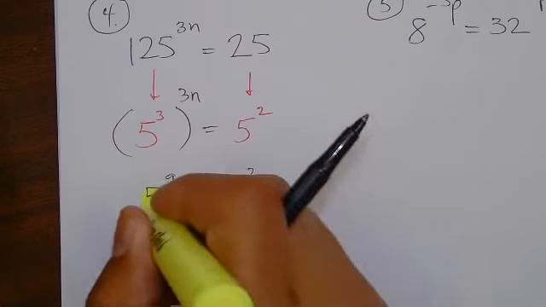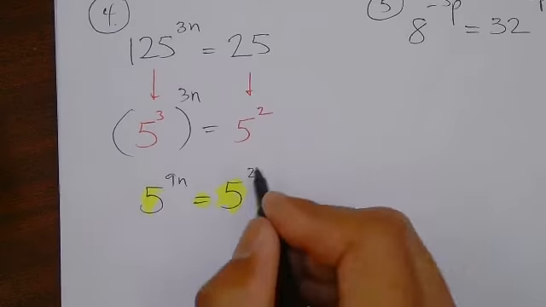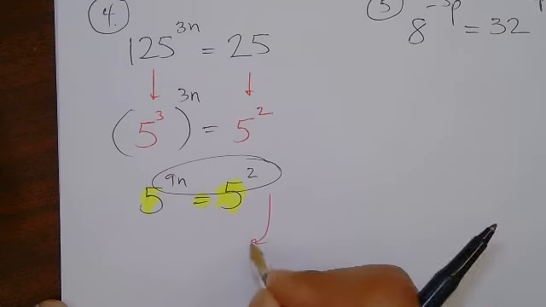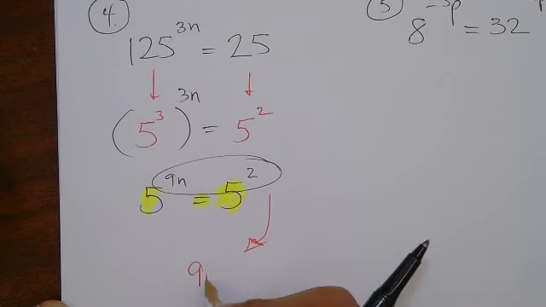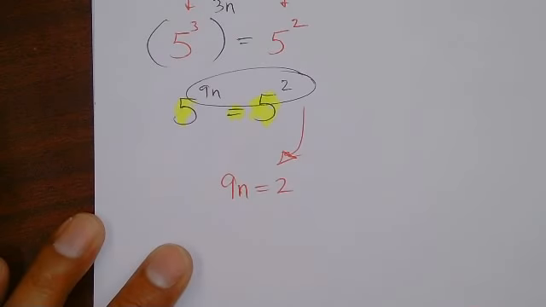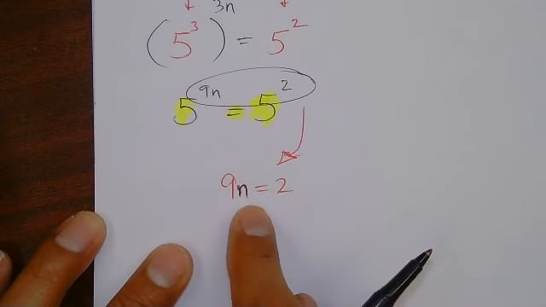Can you finish that? Are we done here? We got the same base? Yeah, right. We got the 5s to match. The bases match. Once the bases match, we solve up here. Are we good? Is that okay up there? Everybody agree we solve that? How do you solve 9n equals 2? Well, one step at a time, that's how.